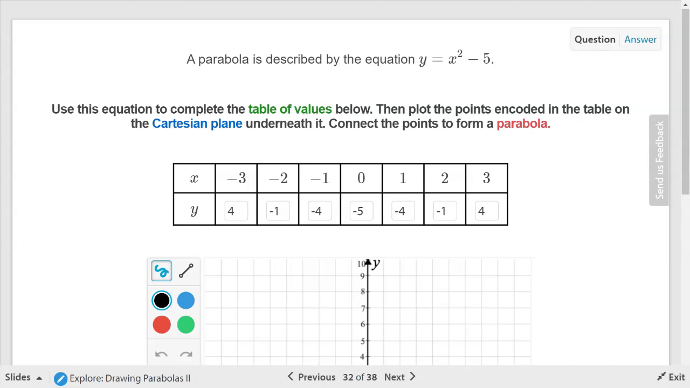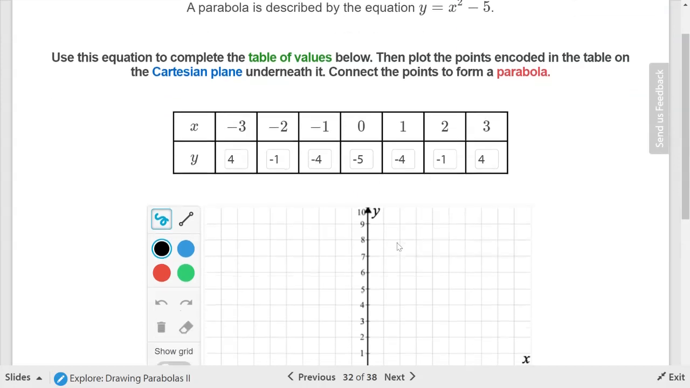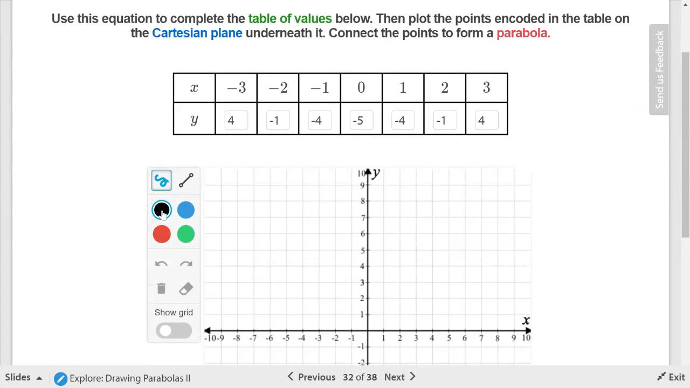And you can see there's some kind of symmetry. 4 and 4, -1, -1, -4, -4, and -5 seems like the point at which it would turn. So I now plot this. So I go -3, 3 to the left, 4 up. Let's start from the center. Let's go 3 left. We go 4 up. Place a dot there. Then we go 2 left and 1 down, apparently.